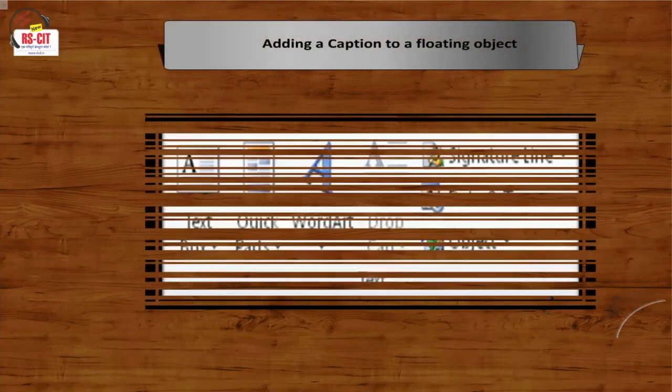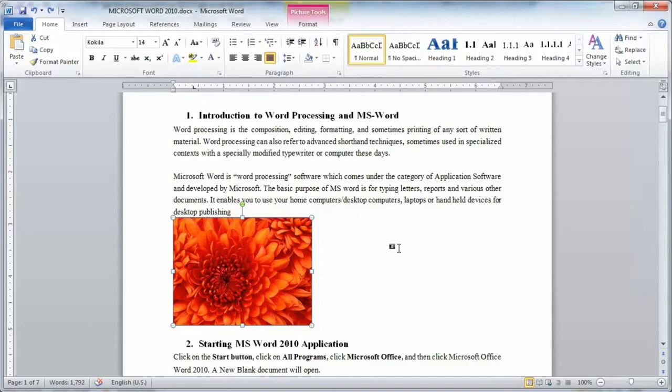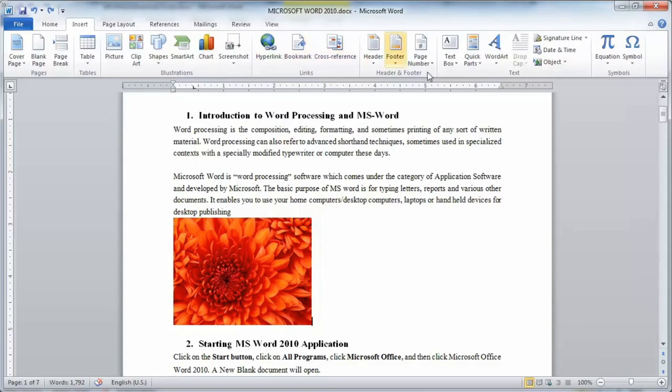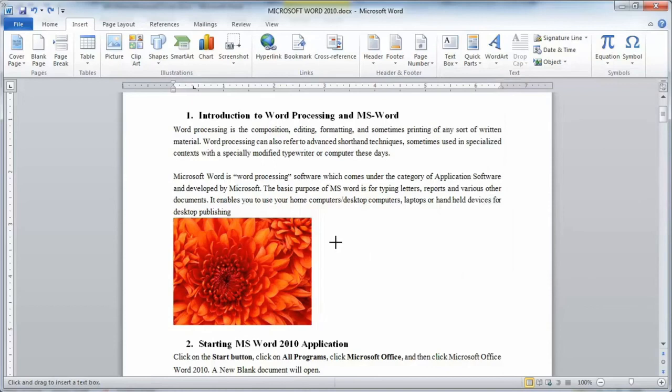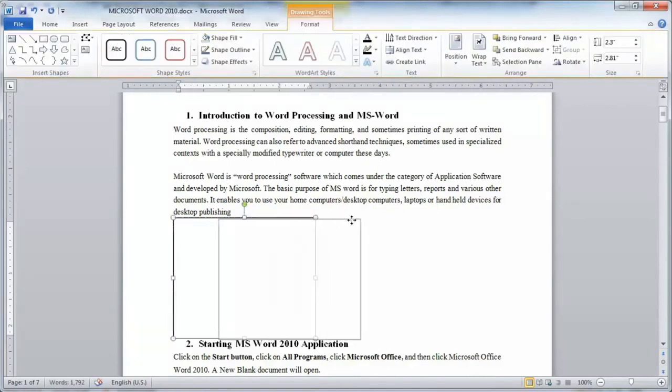Adding a caption to a floating object. If you want to be able to wrap text around the object and caption, or you want to be able to move the object and the caption together, you need to insert both the object and the caption into a text box. On the Insert tab, in the Text group, click Text Box and then click Draw Text Box. In your document, drag to draw the text box over the object.